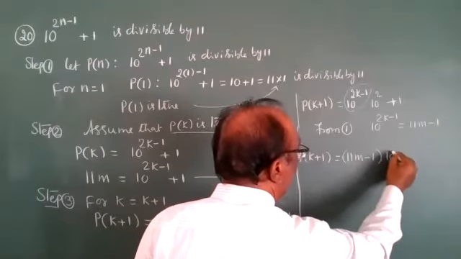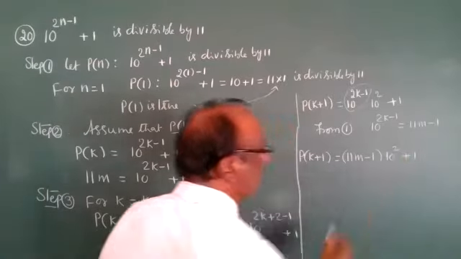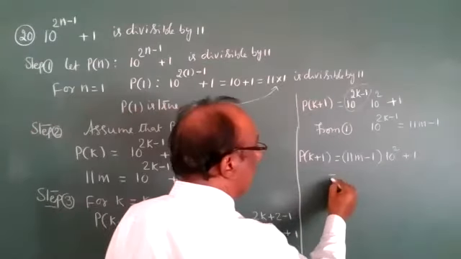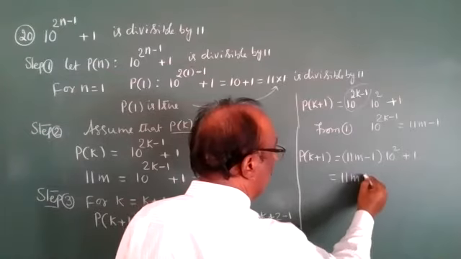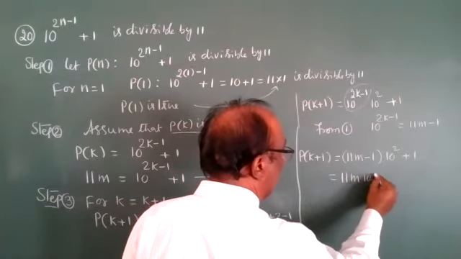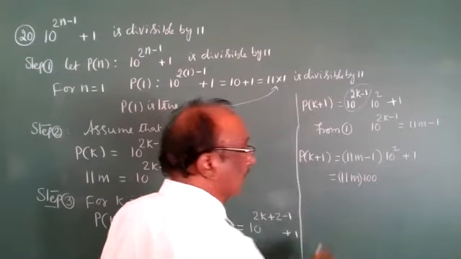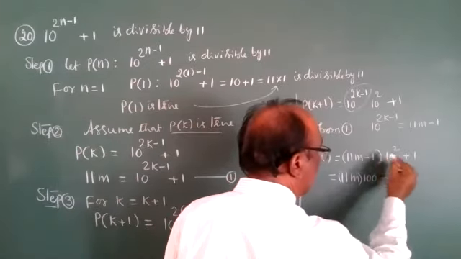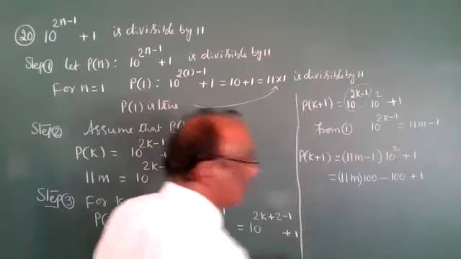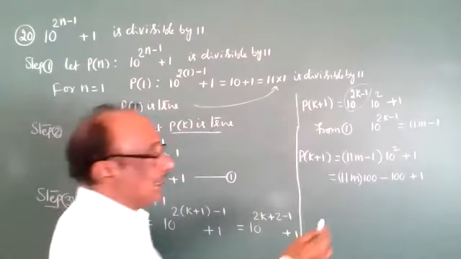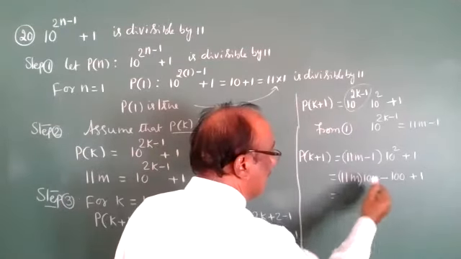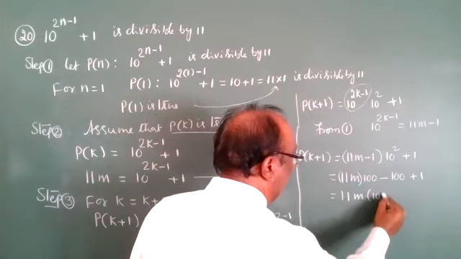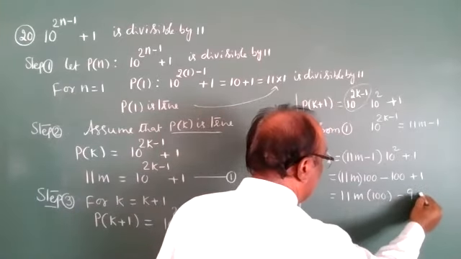square plus 1 into 10 square plus 1. Right. 11m into 10 square is 100. 11m into 100 minus 1 into 10 square, means 100, plus 1. Right, minus 100 plus 1 is minus 99. So 11m into 100 minus 99.